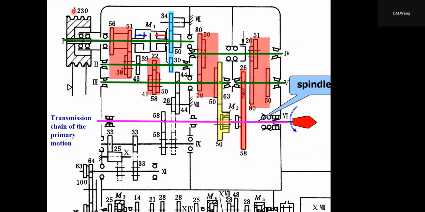This is the power source, so this pulley. The power is from the motor, and then transmits. The power will transmit to shaft 1, and on shaft 1 the M1 is a bidirectional multi-piece friction clutch, and through this, with the different places of the M1 and the friction clutch, finally the spindle will have a different rotating direction or stop.